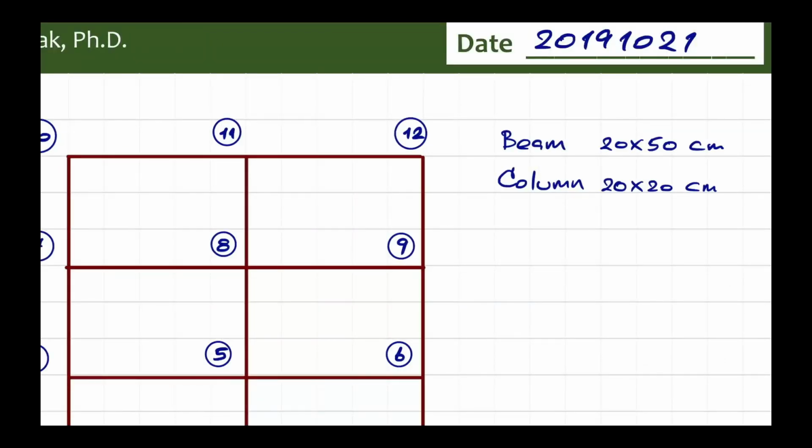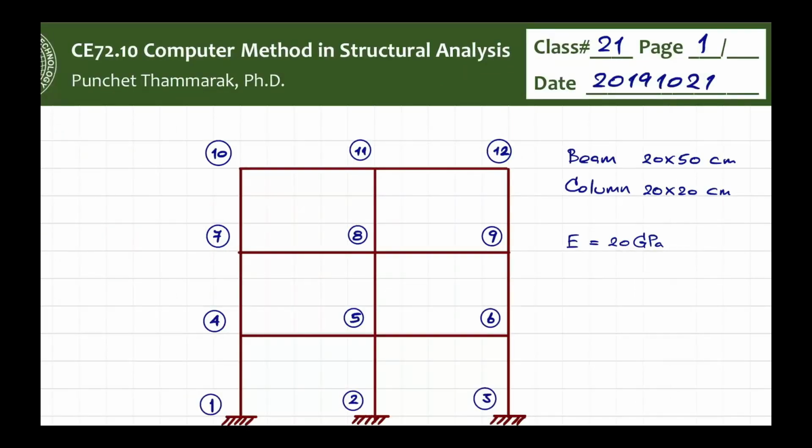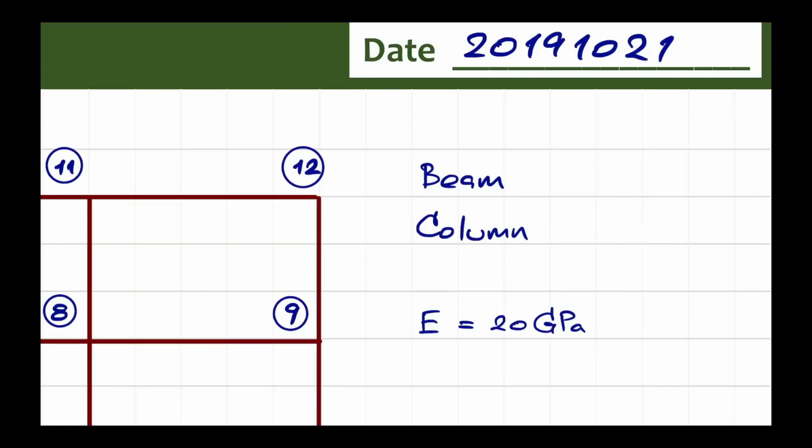What is the E for concrete? About 20, yeah, 20 something, 20 GPa, gigapascal. For steel, it is about 200. Concrete is about 10 times less, approximately. So 20 gigapascal. Right. Everything will be in meters. So I change to 0.2 by 0.5 meter and 0.2 by 0.2 meter.